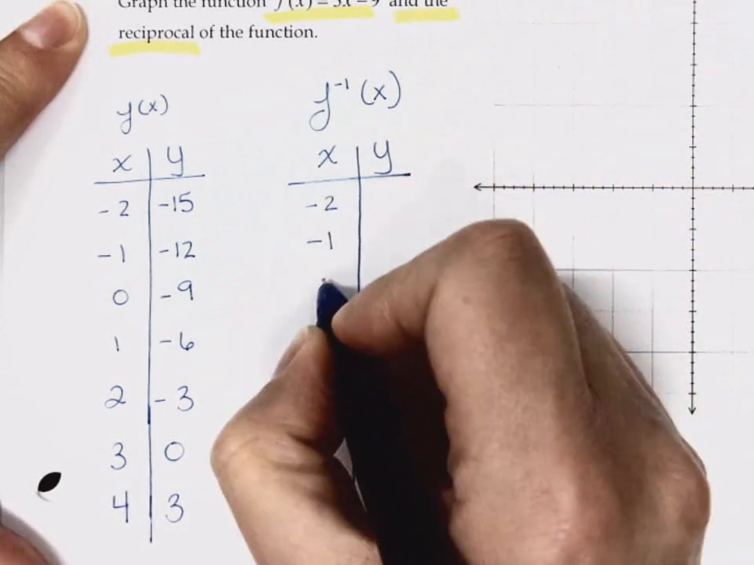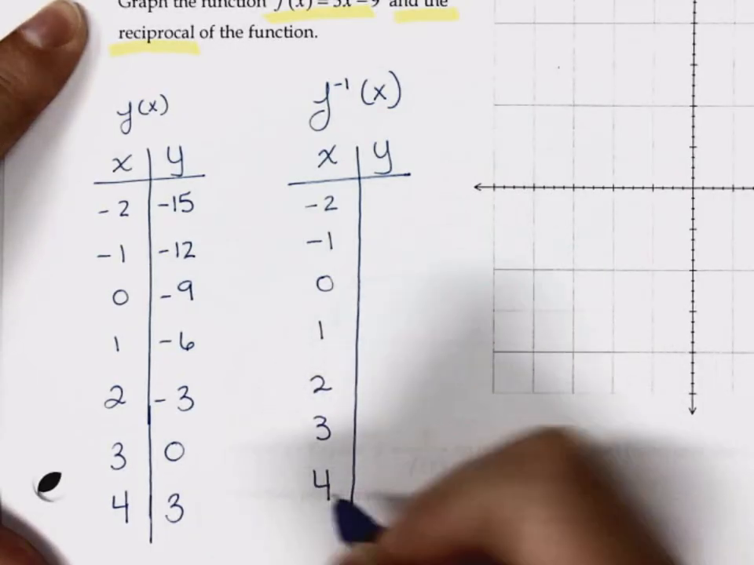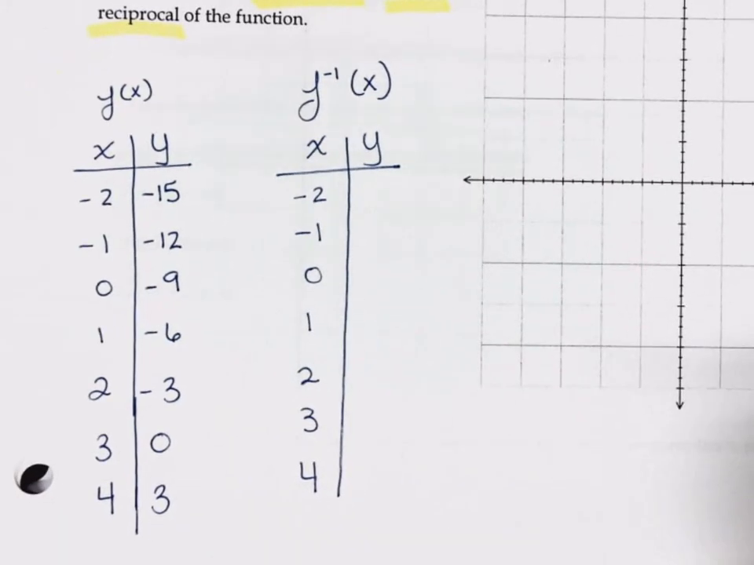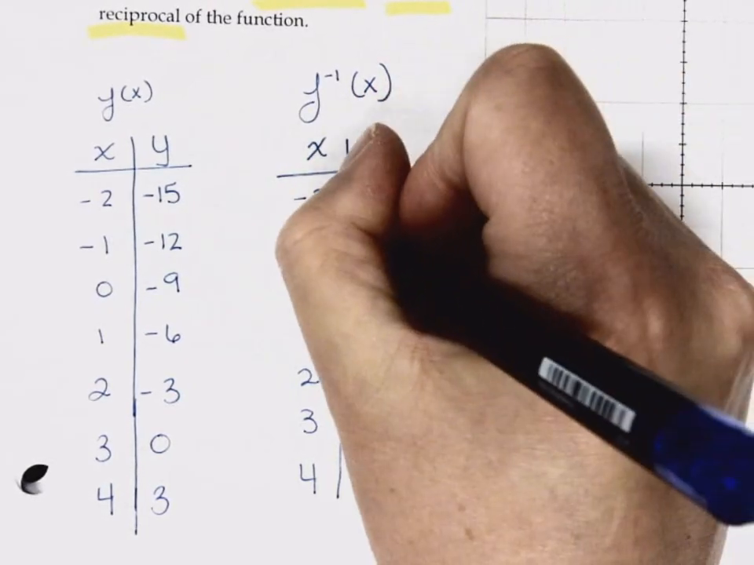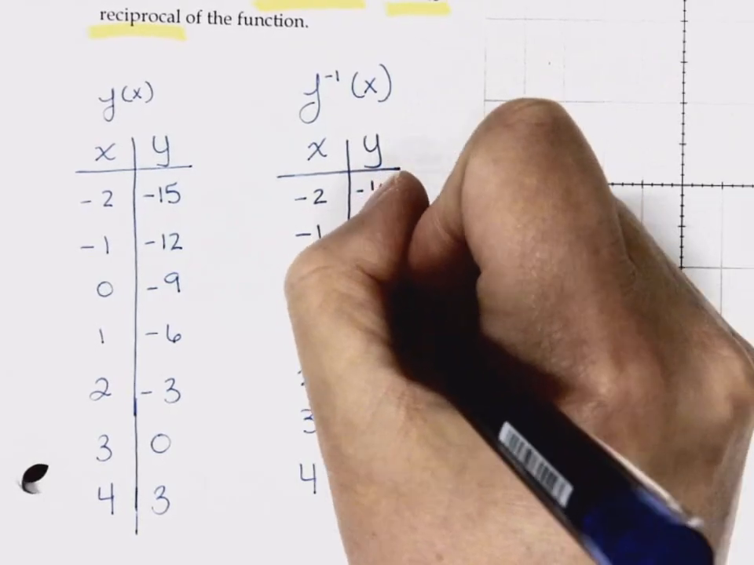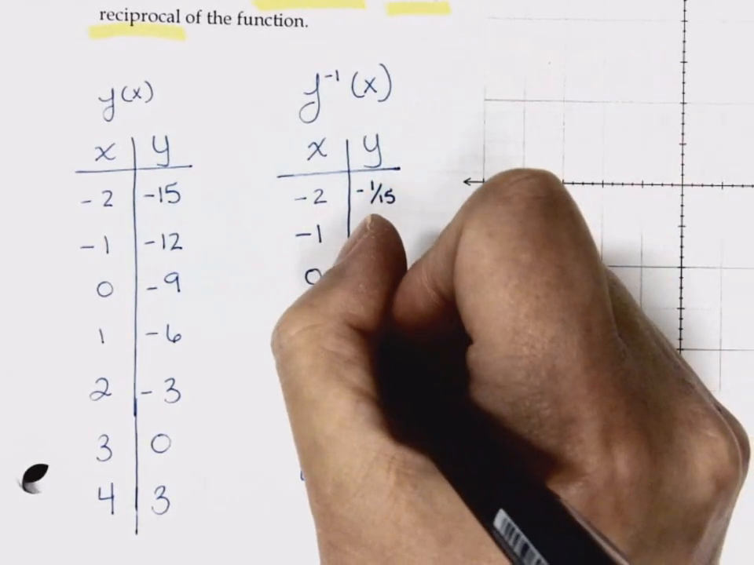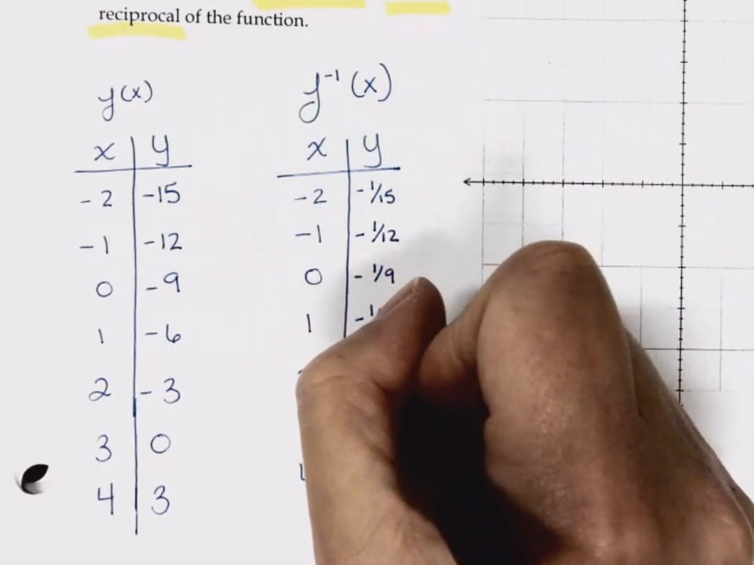So I'm using the exact same x's. They don't change. And then what am I doing to the y's? I'm flipping them all, right? So negative 1/15, negative 1/12, negative 1/9, negative 1/6, negative 1/3.